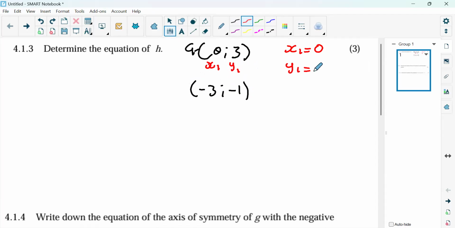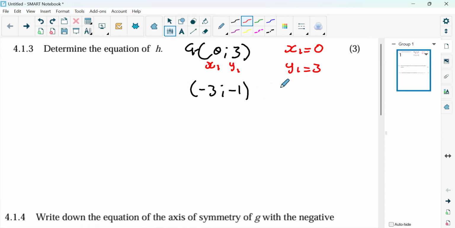Okay. Now, another good practice, guys, once you have done this, you can tell them that x1 is equal to 0, and then y1 is equal to what? To 3. So that when we substitute in the gradient formula, we don't make any mistakes. Okay, what else can we do here?